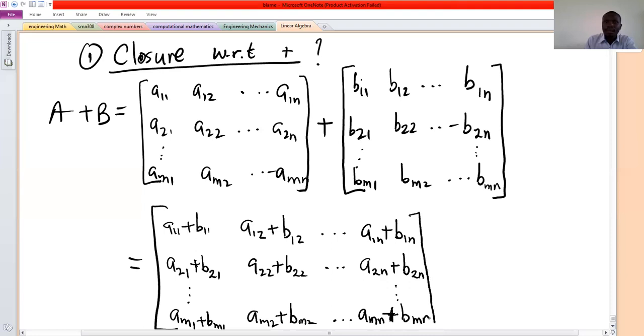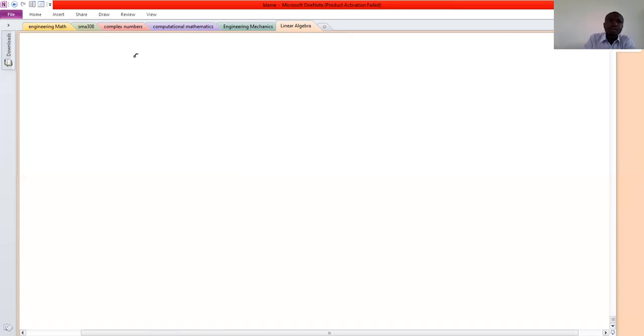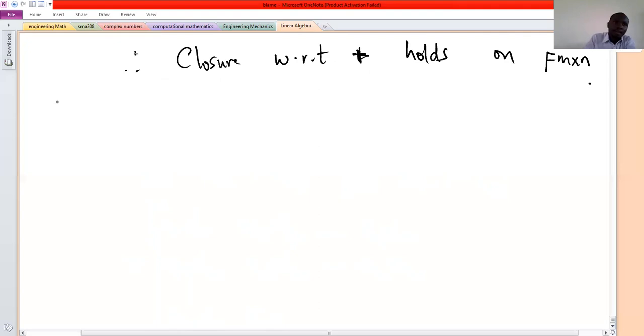And you see this resulting sum is still a matrix of order m by n. So this is still an element in this set M, F, m by n. So therefore, closure with respect to addition holds on this set F m by n. Number 2, commutativity.